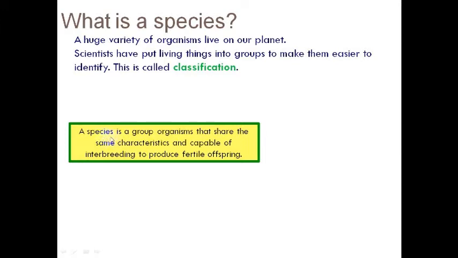A species is a group of organisms that share the same characteristics and are capable of interbreeding to produce fertile offspring. So fertile refers to they can produce offspring. They can produce the next generation.